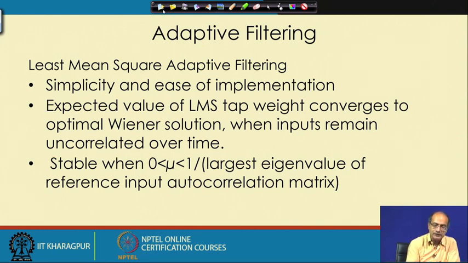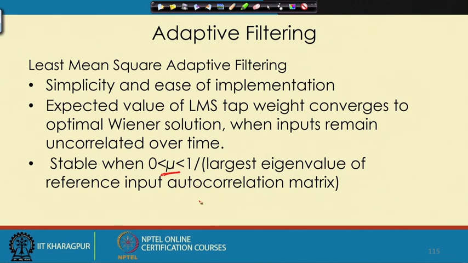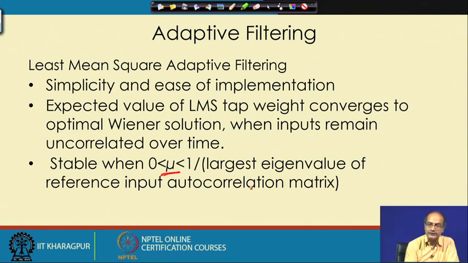Now, the next important input is that we need to choose this mu, what we call the tap weight step size, very carefully. It should be bigger than 0, because if we take it as 0, then there would be no updation of the weight, and again we said that it should be less than 1. It can be shown that it should be less than 1 divided by the largest eigenvalue of the reference input autocorrelation matrix.